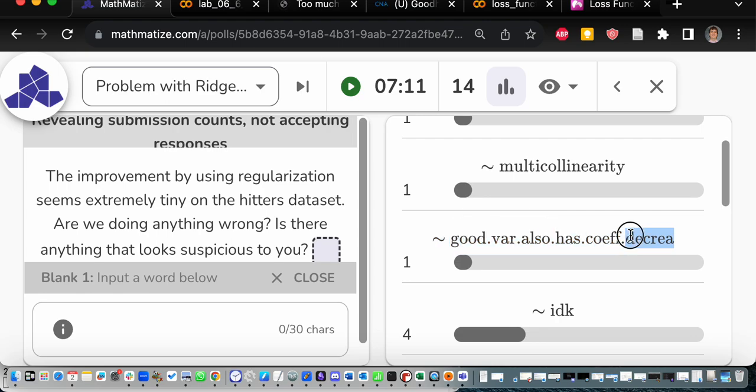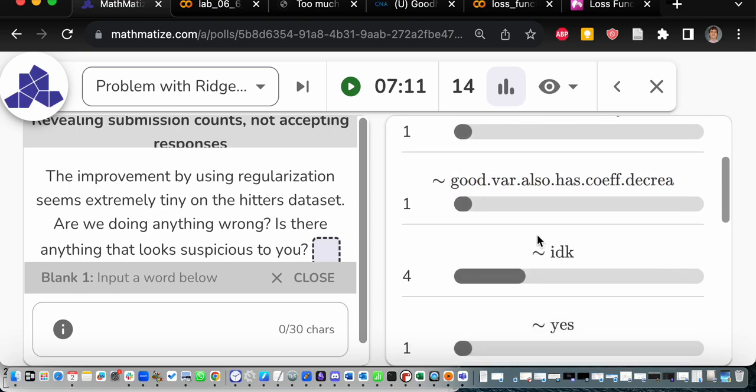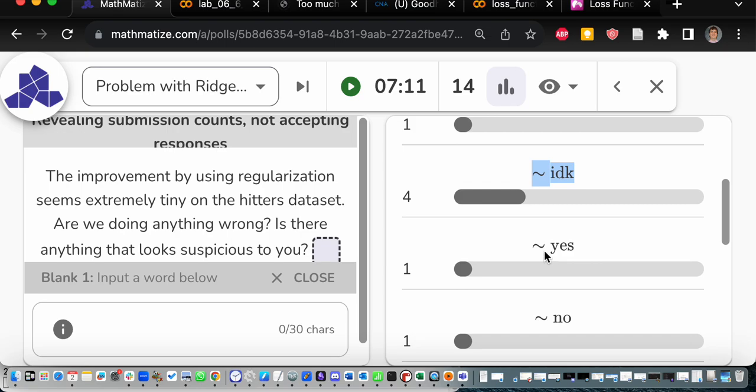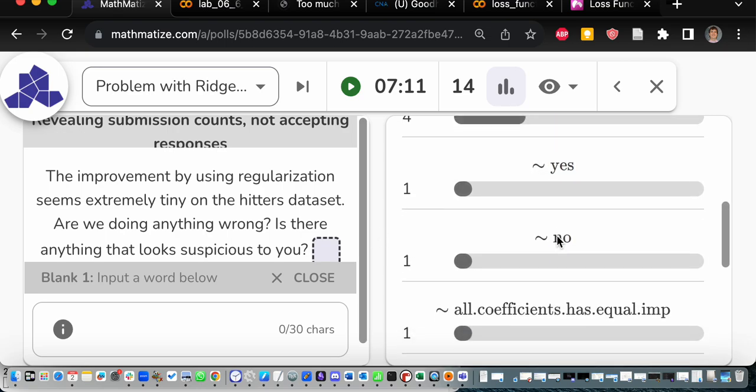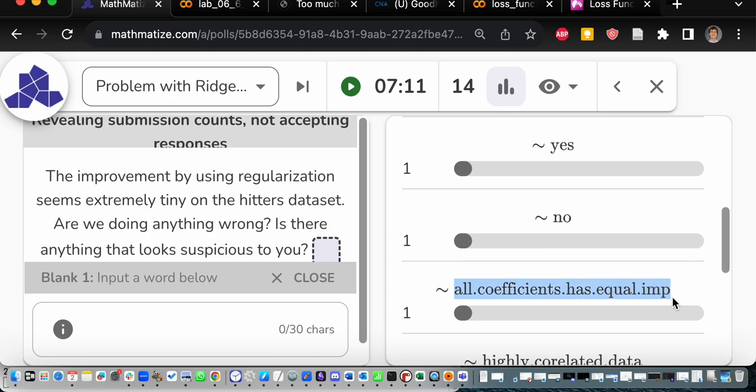Good. Variance also has coefficients decrease. Four people, I don't know. Great answer. If you don't know, yeah. Is there something wrong? Yes. No. All the coefficients are equal.